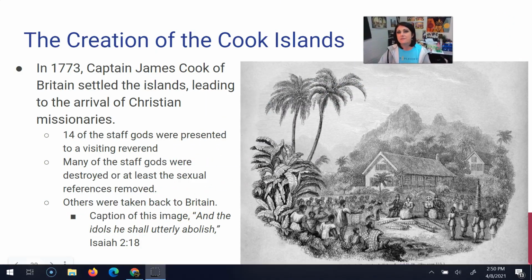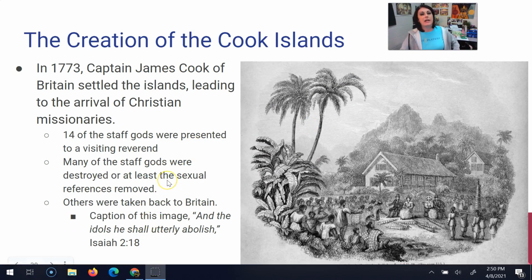All right, so this one's a fun one to teach. Can't wait to do this one. Okay, so in 1773, you have the arrival of Captain James Cook, who was British, coming into these areas, which were named the Cook Islands. When he got there, that is also going to be followed by the arrival of Christian missionaries. And the people who lived there decided to welcome them and present them with gifts. And when they showed up, they presented them with 14 of what we call staff gods.